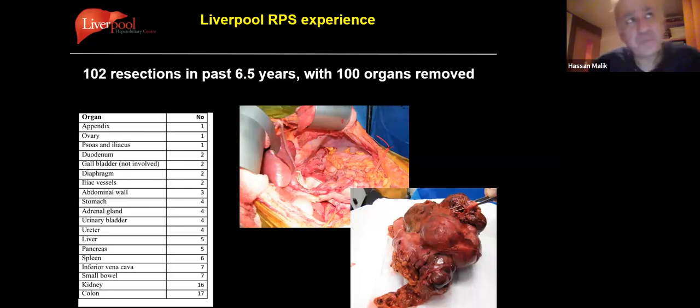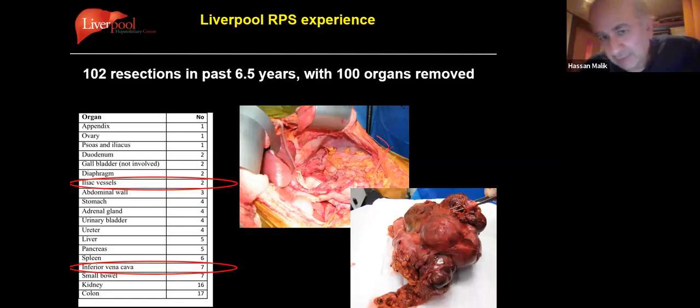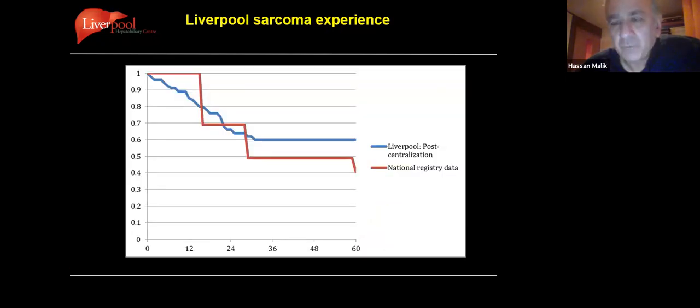We have now done probably over 230 resections for retroperitoneal sarcoma in around 150 patients, around that amount. And yes, you can do vascular resections. We've actually done 17 IVC resections, 3 iliac artery resections, 2 aortic resections, which isn't mentioned here, and a number of HPB resections, etc. When you look at the data, it seems to be reasonable compared to the national registry data in the UK.